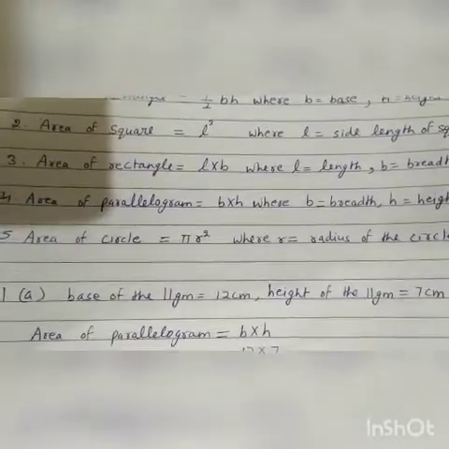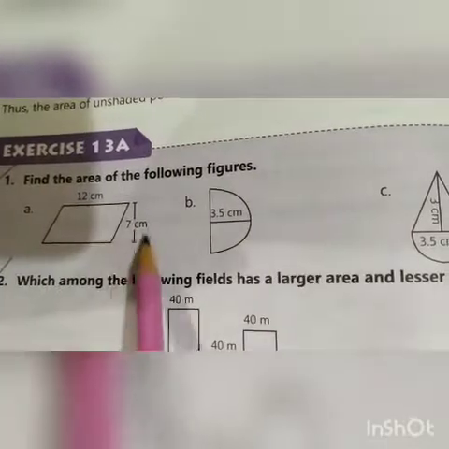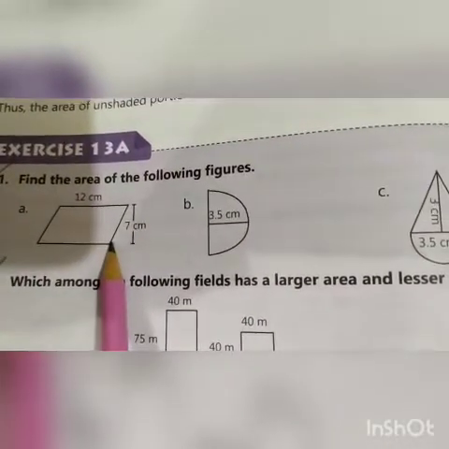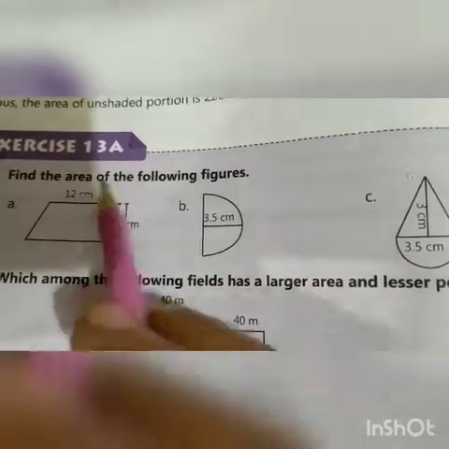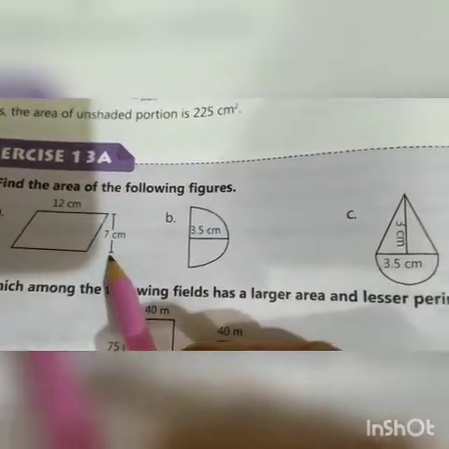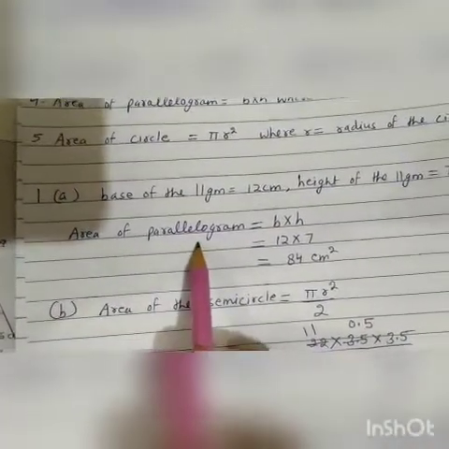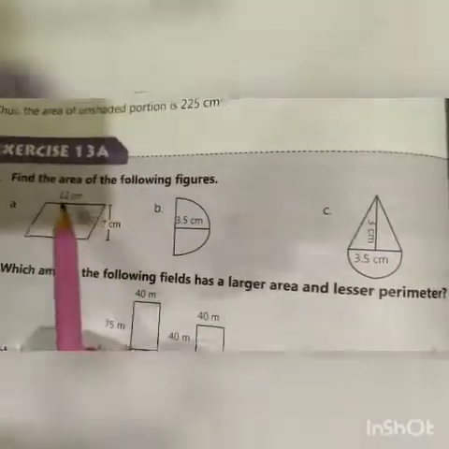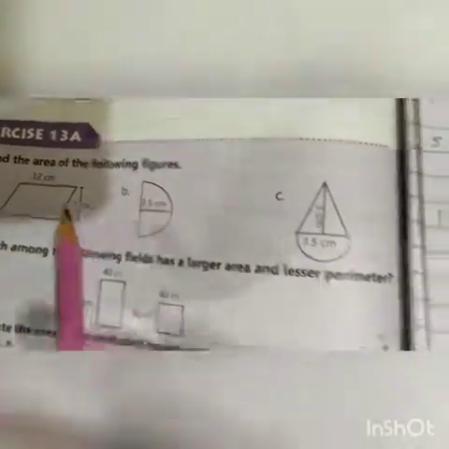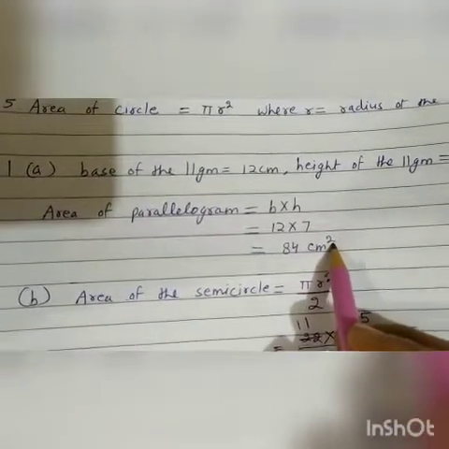So first question, see here in first A part, this figure is given. This is a parallelogram. In this parallelogram, this is given as base and this is given as height. Find the area of the following figures. So area of parallelogram is equal to base into height. Base is given 12 centimeter and height is given 7 centimeter. So 12 into 7, 84 centimeter square.